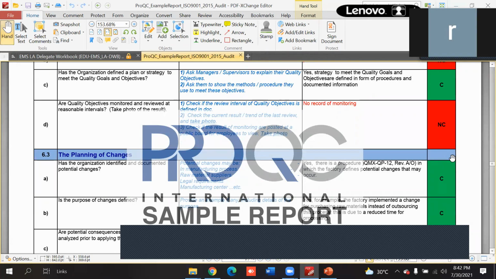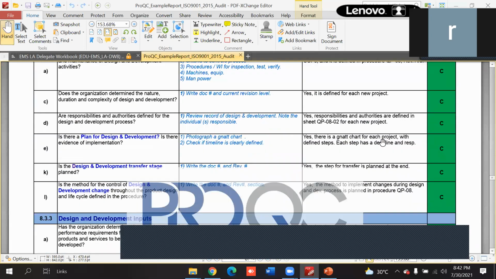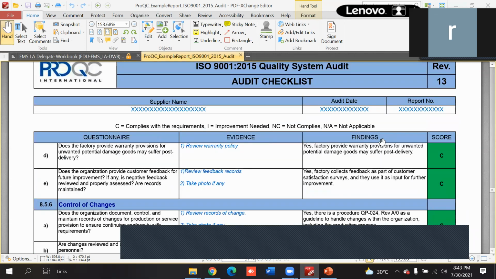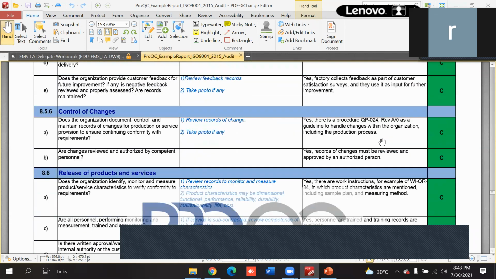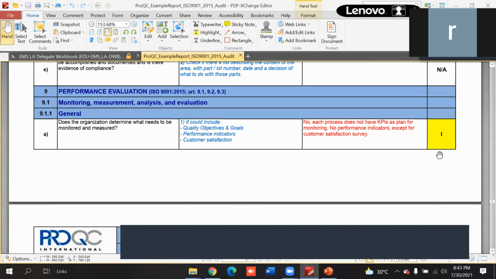As a system, whatever clauses they mention, they have to show the evidence. Let's say some items we can show: control of changes, revision guideline, all those things. The record of changes must be reviewed and approved by authorization. Yes, they have. Okay, let's say performance.